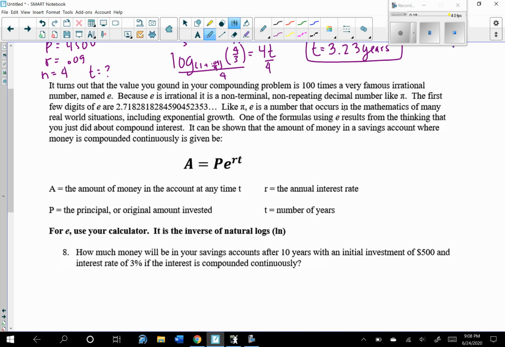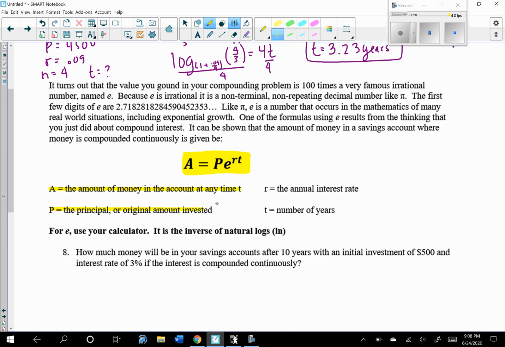One of the formulas using e results from the thinking that you just did about compound interest. So it can be shown that the amount of money in a savings account where the money is compounding continuously is given by this formula right here. So the more and more you compound something, the more and more it approaches that value of e. And so we get this formula instead.